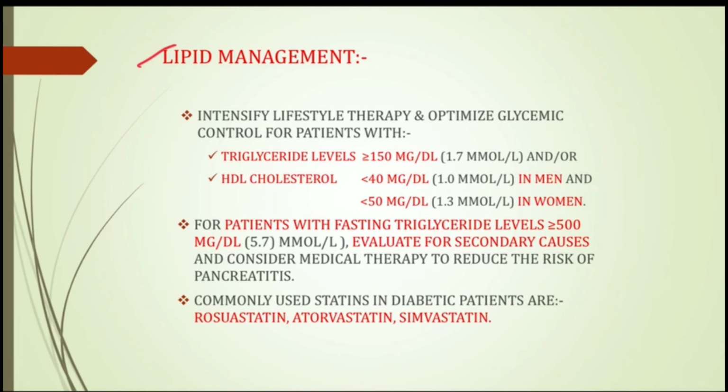So after hypertension and blood pressure treatment in diabetic patients, now we will talk about the lipid management in diabetic patients. Intensify lifestyle therapy and optimize glycemic control is recommended for patients with triglyceride level of 150 mg per deciliter or more, or HDL cholesterol less than 40 mg per deciliter in men and less than 50 mg per deciliter in women. Also for patients with fasting triglyceride level of 500 mg per deciliter or more, evaluate for the secondary causes and consider medical therapy to reduce the risk of pancreatitis.